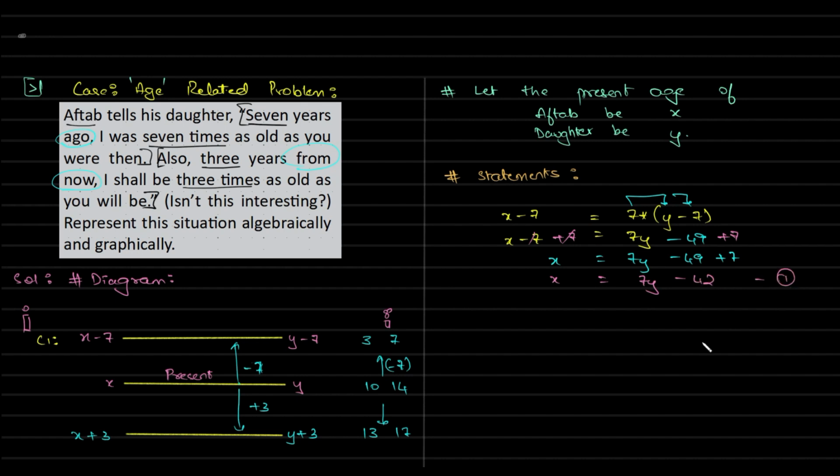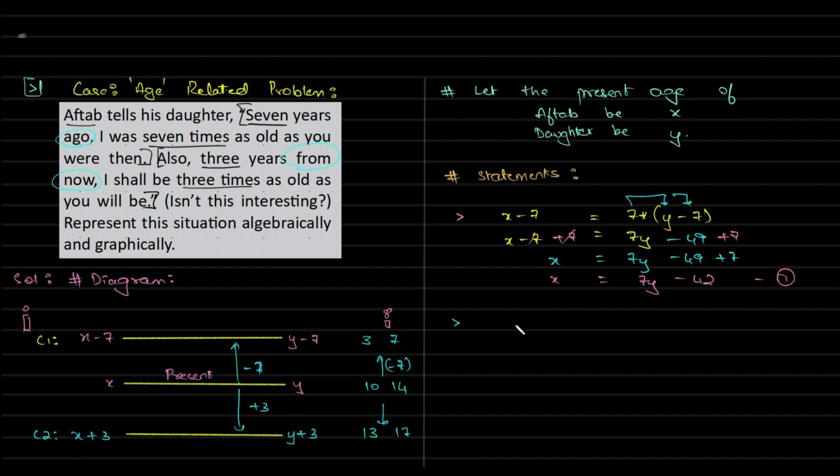This is for ease of calculating things when it comes to the graphical method, and something called the substitution method, which you will be seeing in the future. Next, we are looking at another equation, the second equation. So 3 years from now is your case 2. So we're looking at these two ages.